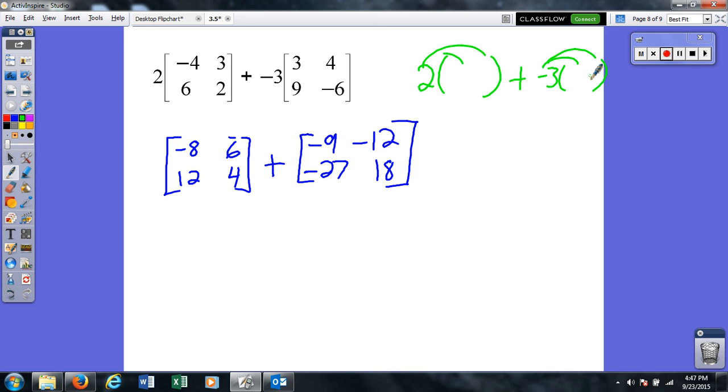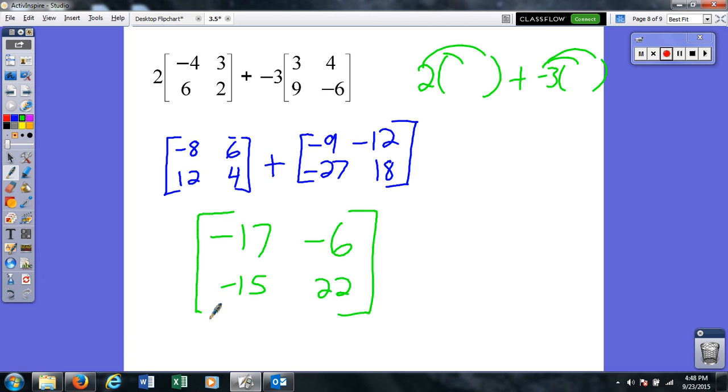All right, so top left of each, -8 and -9, that's going to be -17. Top right of each, combine those, we get -6, so 6 plus -12. Then for the bottom left, we get positive 12 and negative 27, combine those together and we're going to get negative 15. And then 4 plus 18 is 22. So that is our new matrix.